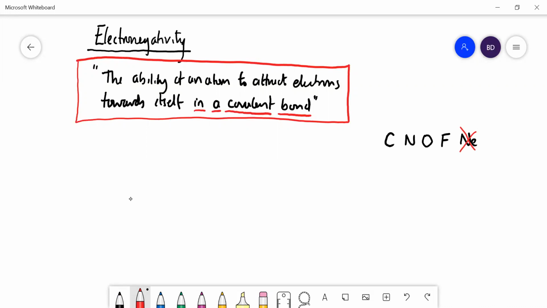So which element do you think would be the most electronegative out of carbon and fluorine? Well, you've got to attract electrons towards yourself, so which one has got the most protons in the nucleus? Carbon's got 6 and fluorine has got 9, so I think fluorine is going to be the best at doing that. It's going to be the most electronegative, but we've also got to think not only about the number of protons, but also about the distance of the bonding electrons to the nucleus.